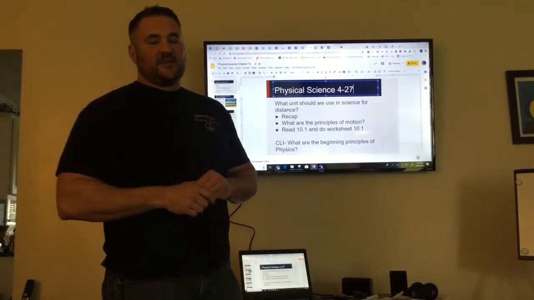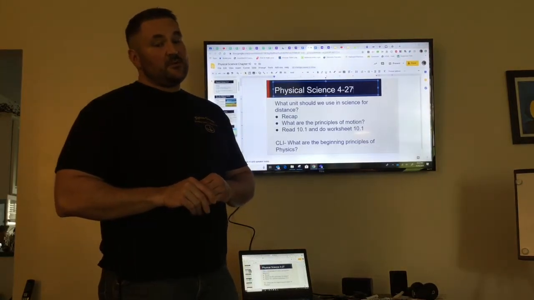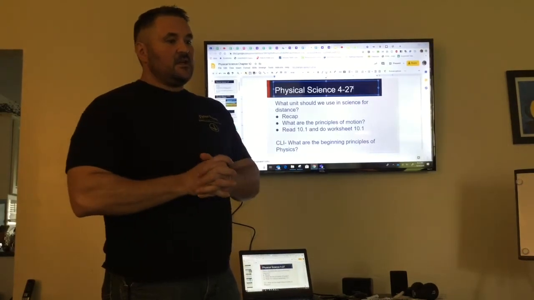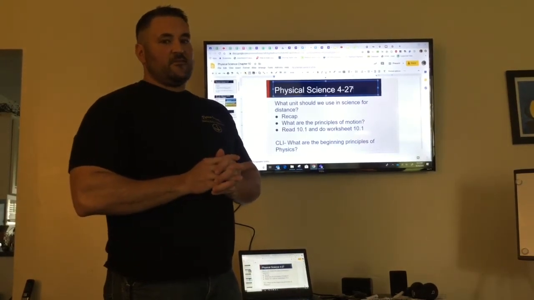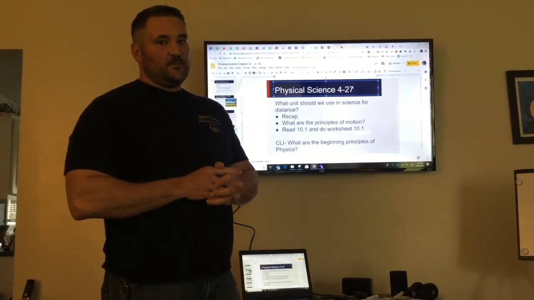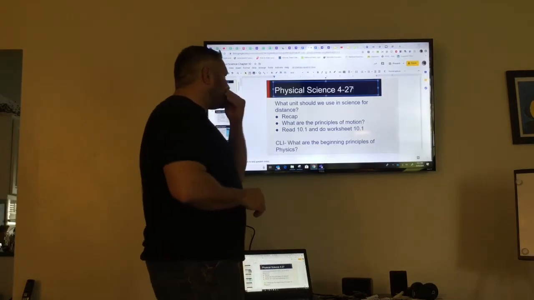Chapter 10 is the beginning of the physics chapters. It's all about motion and how to describe motion. Eventually we'll talk about speed, acceleration, velocity. We'll talk about how to graph motion. And we'll do some problems in there. But this first section is really easy. It is on the principles of motion.